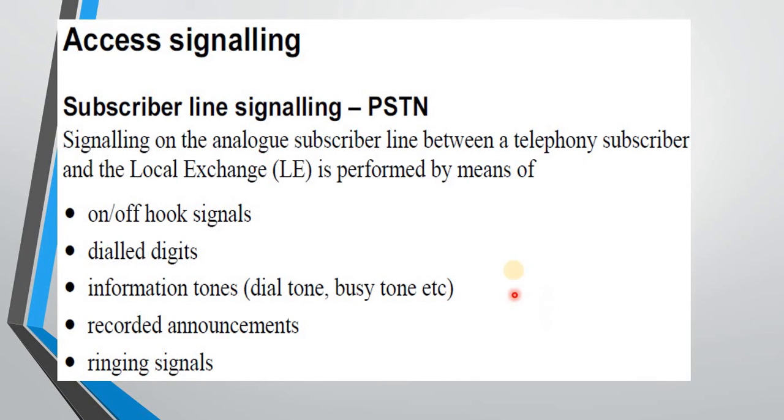So let's start with the access signaling. And we start with the subscriber line signaling in the PSTN networks. Signaling on the analog subscriber line between a telephony subscriber and the local exchange is performed by means of on-off hook signals. That is when this customer on or off hooks the cradle of the handset, then how the digits are being dialed, then there are different information tones that are being extended like the dial tone, busy tone, etc. Then there are certain announcements as well, and the ringing signals through which the customer judges whether the B party or the called party has been engaged or has been informed or not.